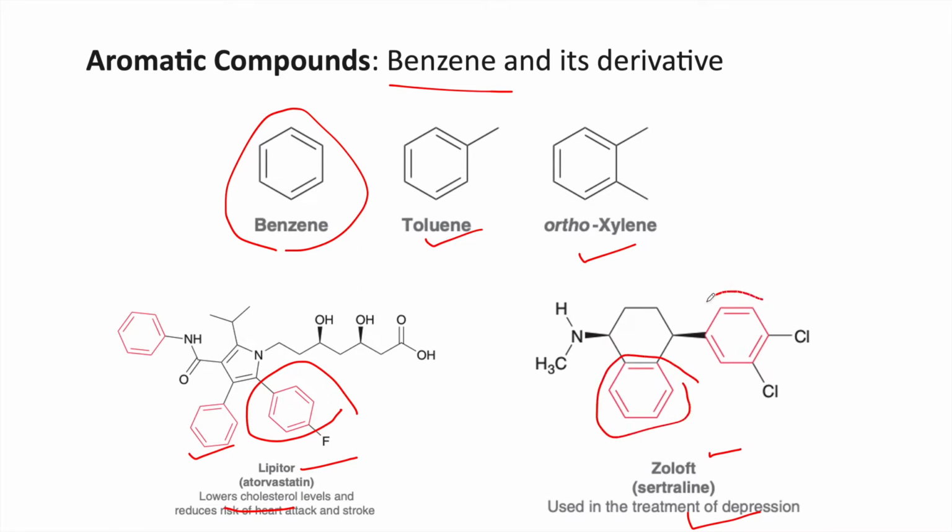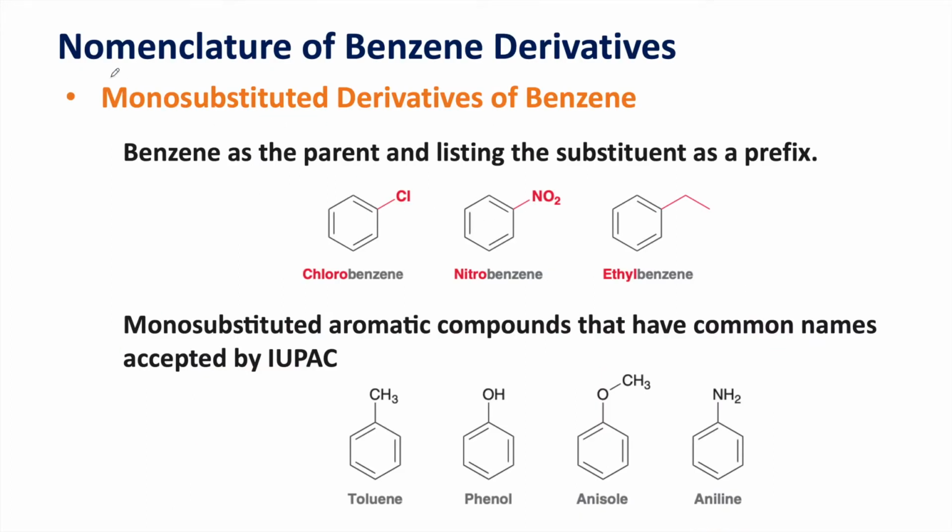I will give you a simple example, aspirin. Aspirin contains acetyl salicylic acid, and if you see the structure of acetyl salicylic acid, there is a benzene ring present. Now we will study the nomenclature of benzene derivatives. First, we will study monosubstituted derivatives of benzene.